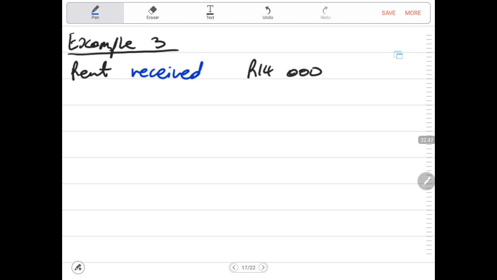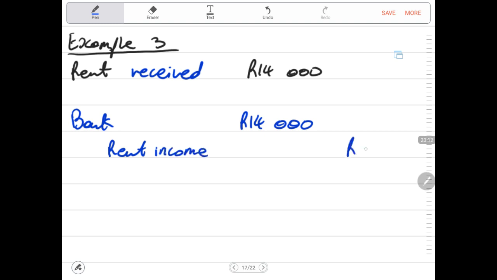Now that we have received the rent of 14,000 rands, obviously money came into the business. That means we'll have to say debit bank, and the bank amount will be 14,000 rands because we received 14,000 rands. Then I will say our income will increase. Rent income or rent received 14,000 rands. Remember, there's a slight difference between received and income.